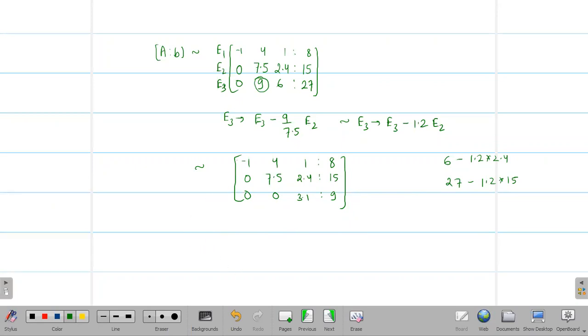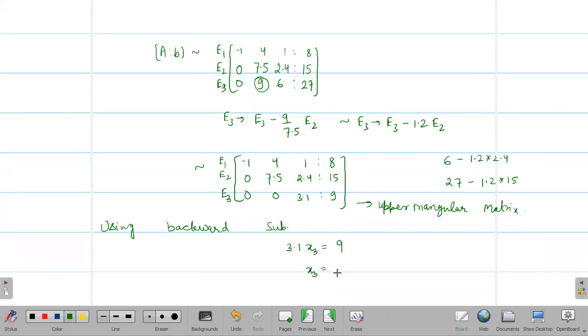So now this is an upper triangular matrix. Our first step is over. First or second, you can say. Next is backward substitution. Start from the last row. This is E1, this is E2, this is E3. So from the last row, we have 3.1 into x3 equal to 9. So x3 will be 9 by 3.1.